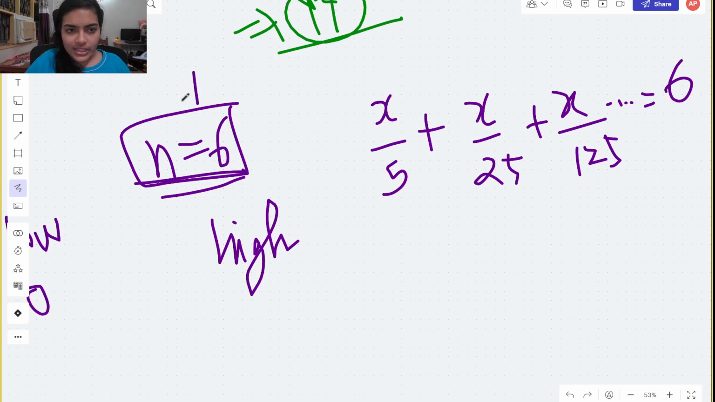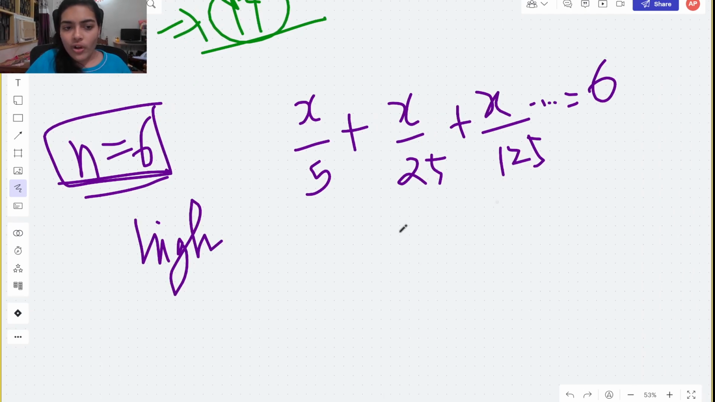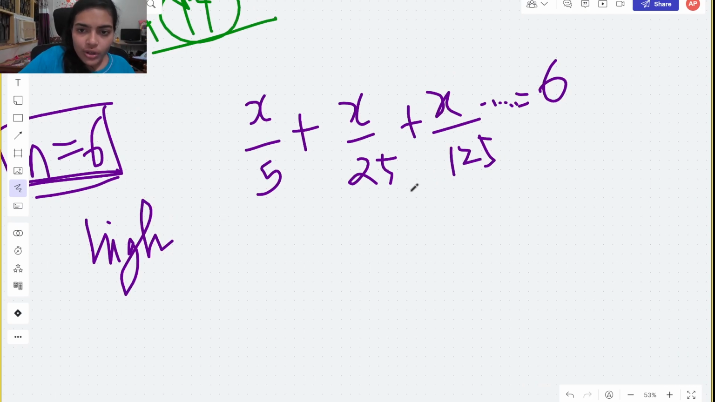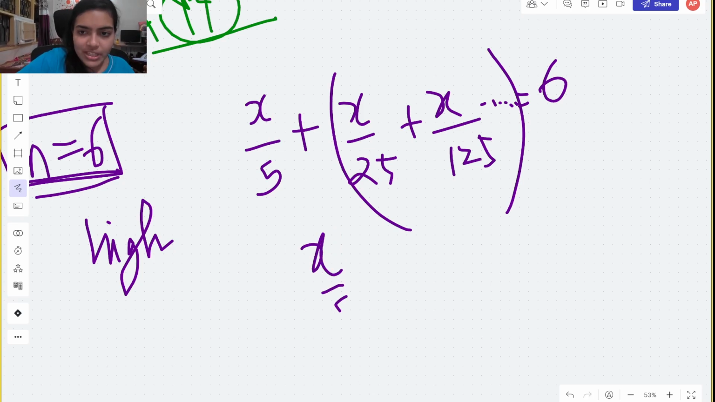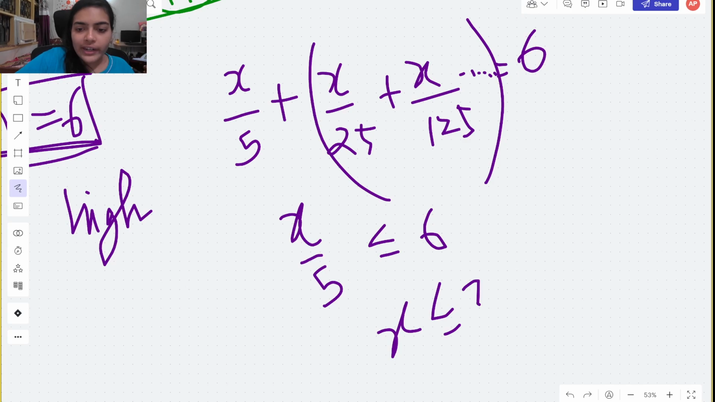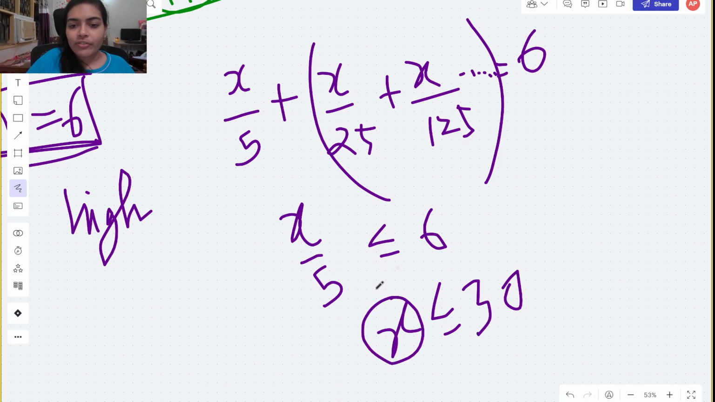It's given in the question. The input value is given as 6. Now how do we solve this equation? If we are able to solve this equation, we get our answer for x. We don't know till how many terms we should keep on including. So what we know is, let's say if I remove these terms, that means x by 5 will be less than or equal to 6, because I am removing some positive terms. These terms are all positive. So x is less than or equal to 30. This is my limit for x. So x should definitely be within 30.